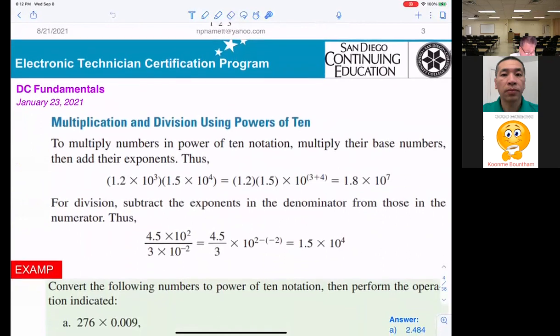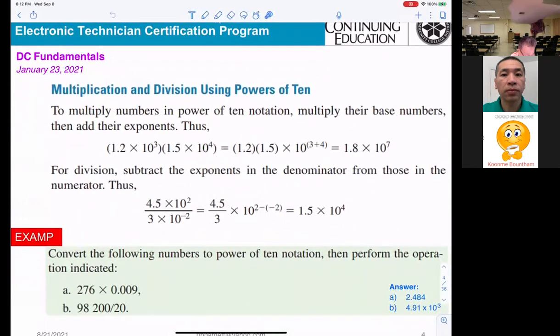Next one, we'll be talking about multiplication and division using power of 10. Okay. To multiply numbers in power of 10 notation, multiply their base numbers, then add their exponents. Okay. Thus, you get 1.2 times 10 to the power of 3, multiplied by 1.5 times 10 to the power of 4.